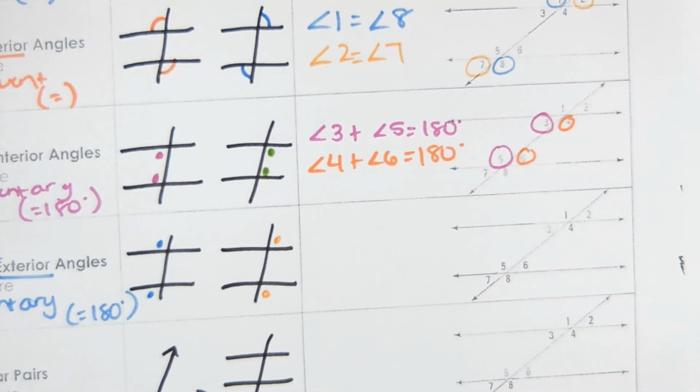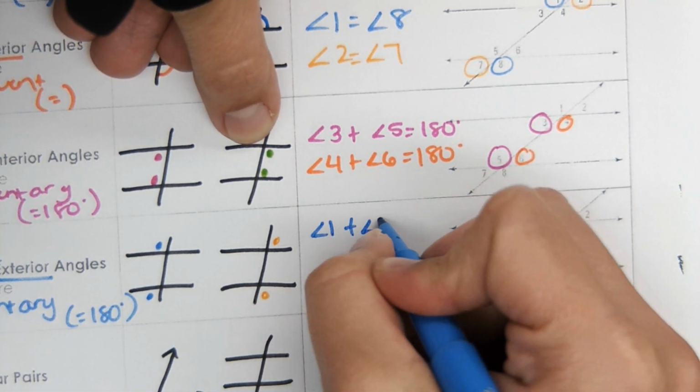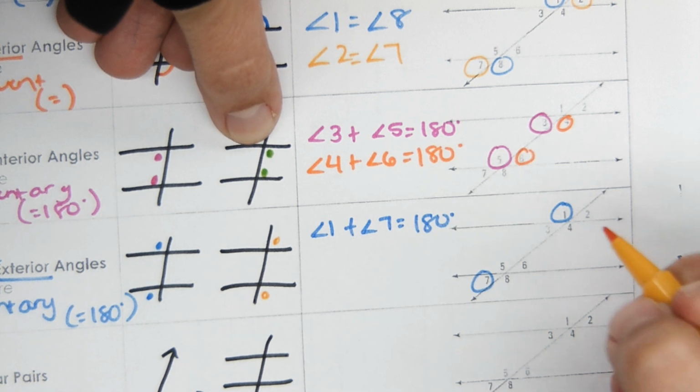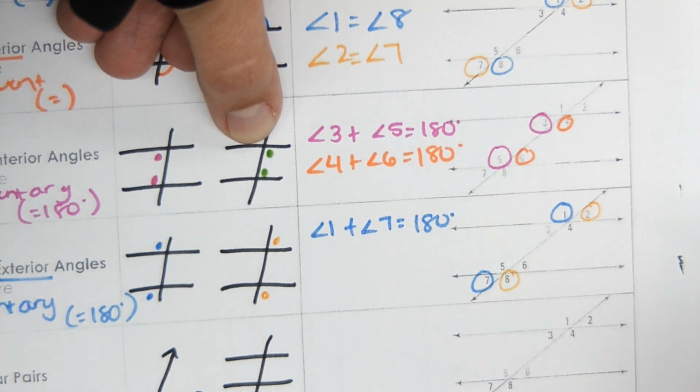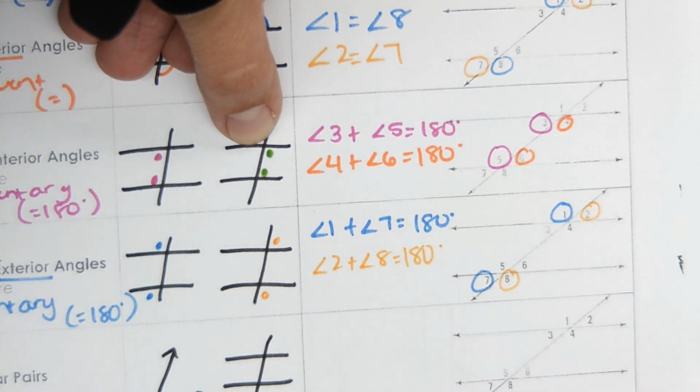And then looking at this over here, it would be like 1 and 7. So angle 1 plus angle 7 equals 180 degrees. And 2 and 8, angle 2 plus angle 8 equals 180 degrees.